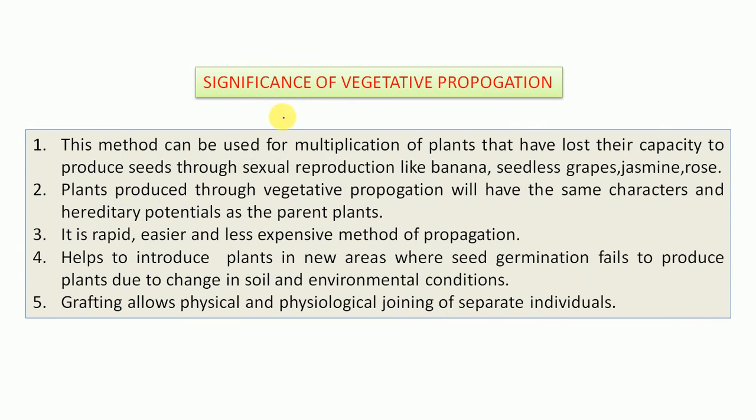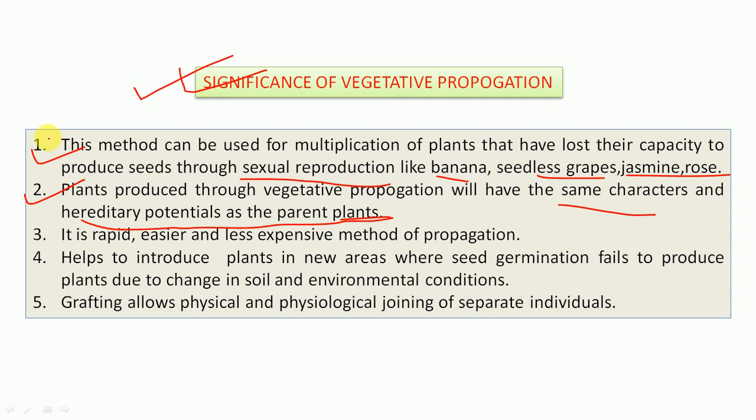Next comes, what is the significance of vegetative propagation? Mainly, those plants which have lost their capacity to produce seeds through sexual reproduction can easily be grown through vegetative propagation, like banana, seedless grapes and jasmine. Another advantage is that the plants produced have the same characters and hereditary potential as the parent plant. It is also a rapid, easier and quite less expensive method.